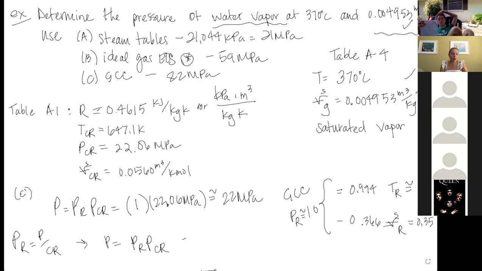But if you remember, if your specific volume is higher than your specific volume of your saturated vapor at a given temperature or pressure, then that would be a superheated vapor. So if this value had been 0.006, it would have been an indication that we're a superheated vapor.